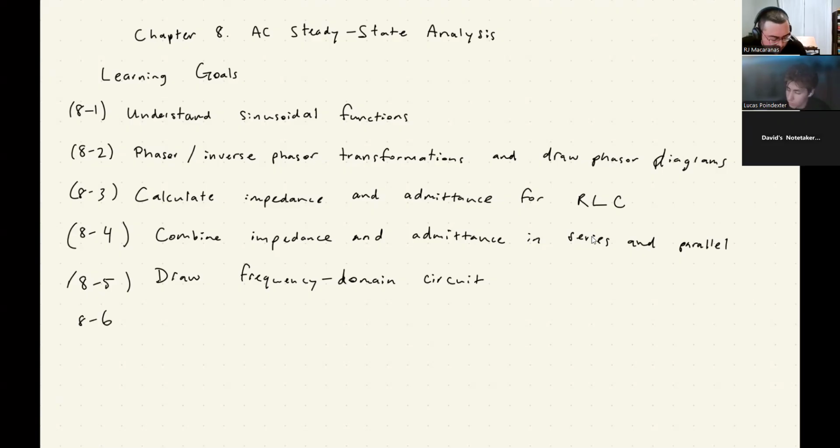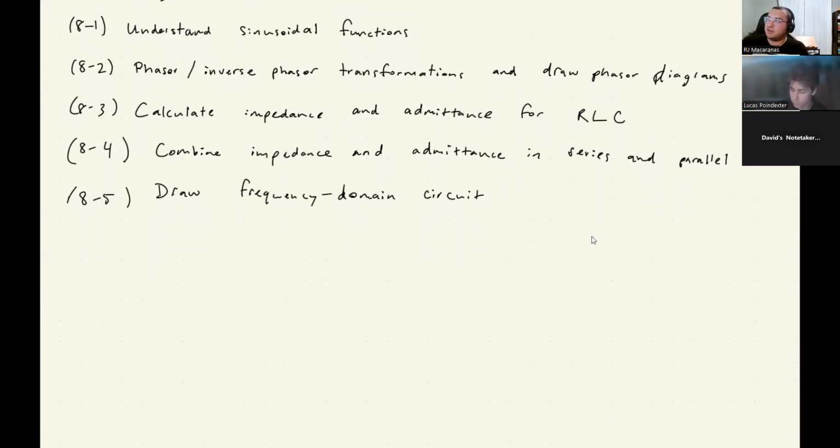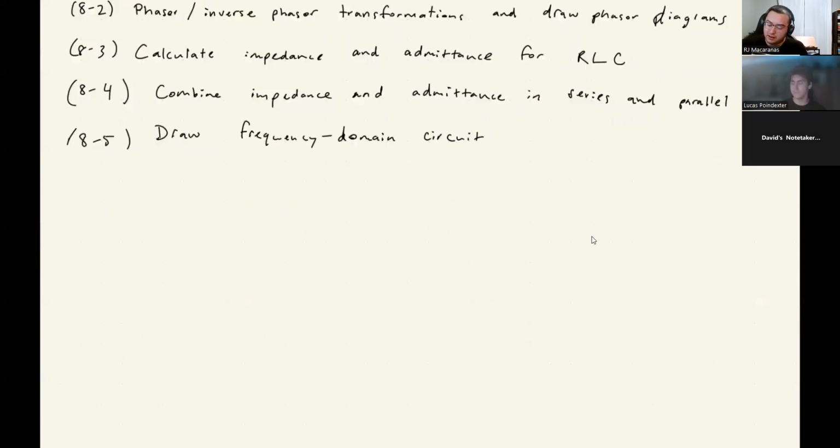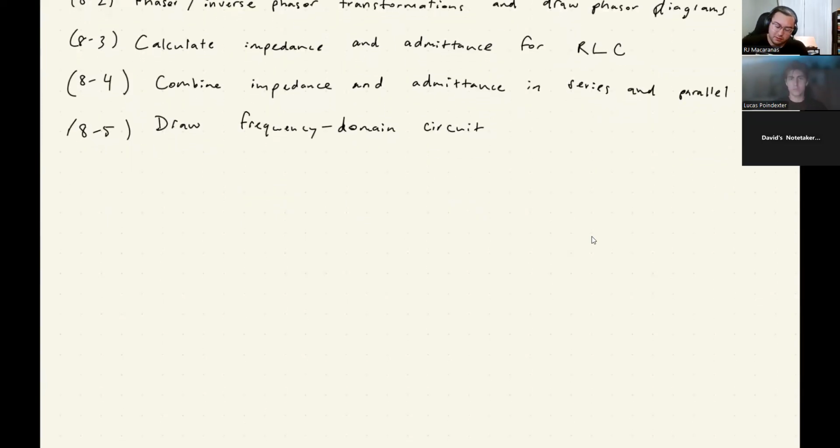And last but not least, they have this part about knowing how to apply circuit analysis techniques to frequency domain circuits, but I'm not going to jot that down. I don't think we'll get to that. But basically, it's a lot of the techniques that we've already learned kind of apply to these sinusoidal AC circuits. All right, so kicking things off with sinusoids.